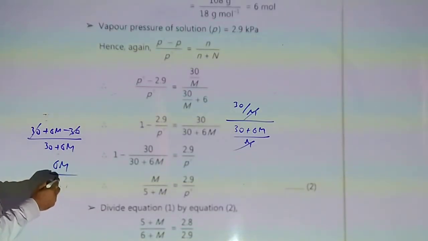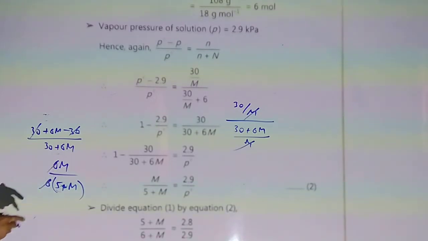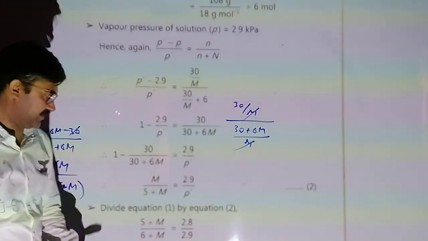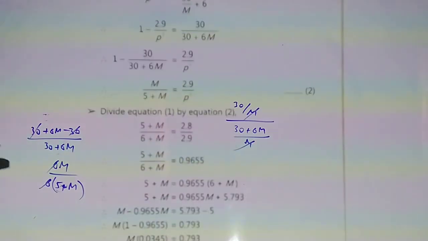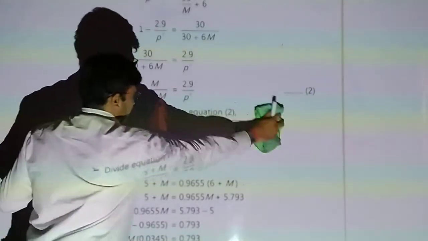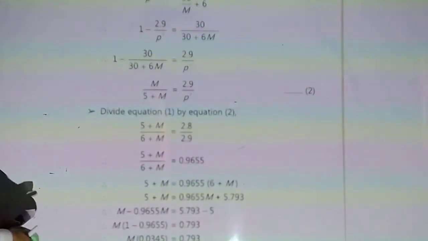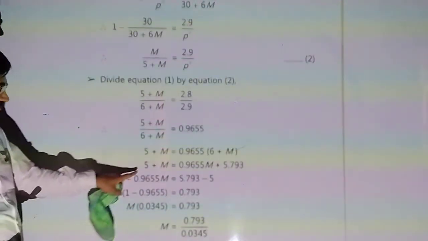So here 6 is common, so 5 plus M. M upon 5 plus M is equal to 2.9 upon P degree. Dividing equation 1 by 2, 5 plus M upon 6 plus M is equal to 2.8 by 2.9. So 5 plus M is equal to 0.9655 times (6 plus M).